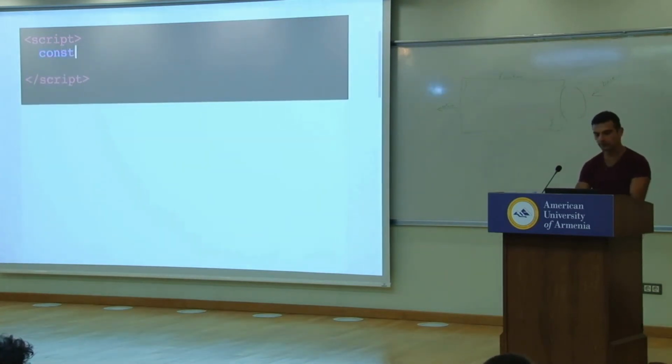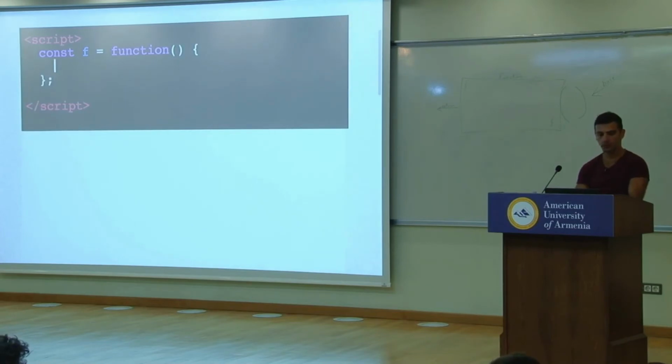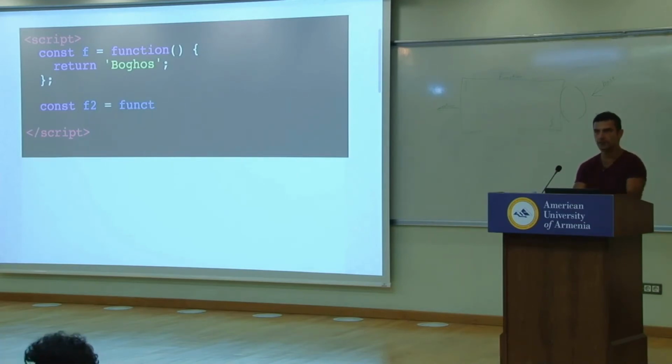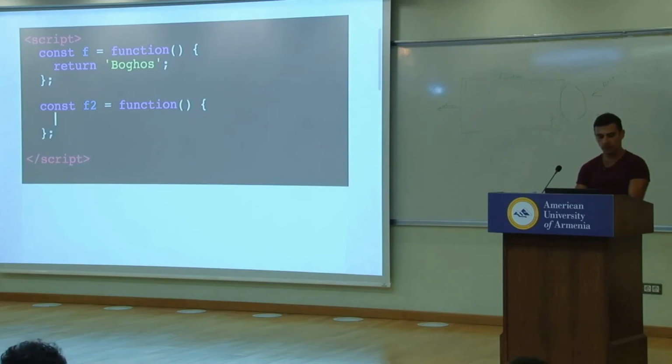Let's have a function that doesn't take a value, returns boros. We have another one, const f2, which, again, bad names, right? F and f2, it's not good names, but just as an example. Function, okay, and we return bedros, following the same pattern.